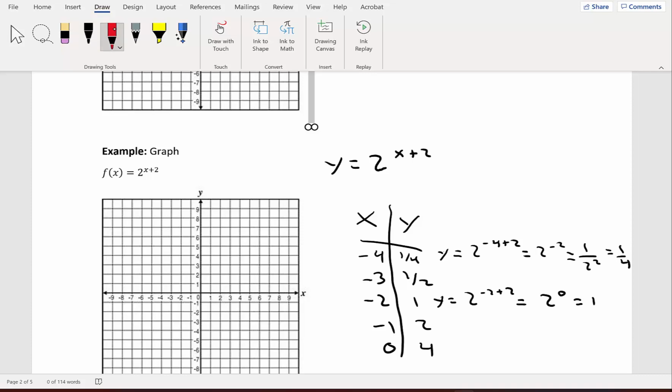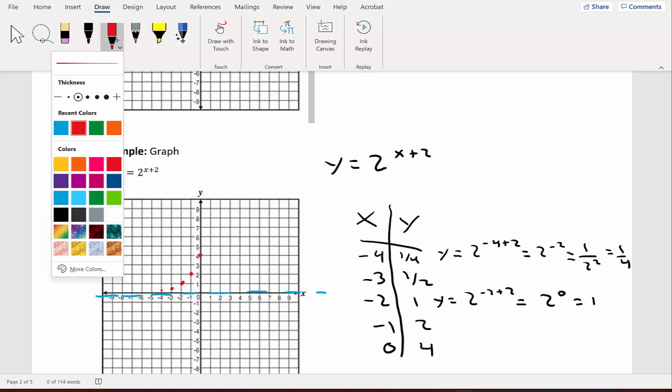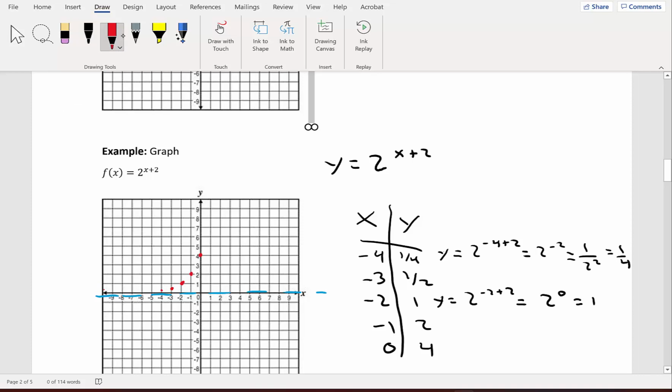So let's go ahead and plot these points. So I have -2, 1. That was my main middle point. Then I have -1, 2. And I have 0, 4. Then I have -3, 1/2. -4, 1/4. And I still have the same asymptote right over here. Okay, and now let's connect our points. And now we have our graph.